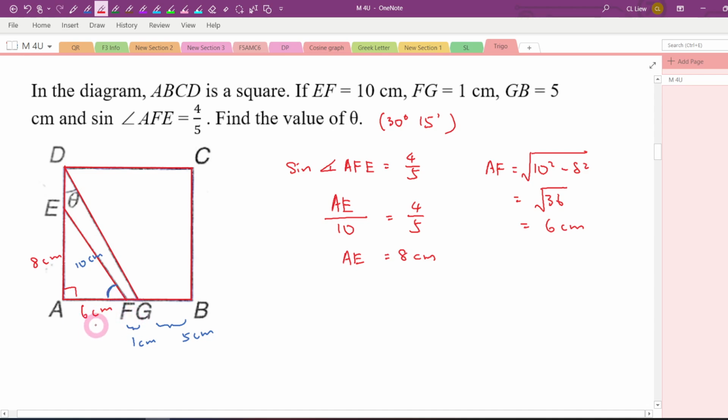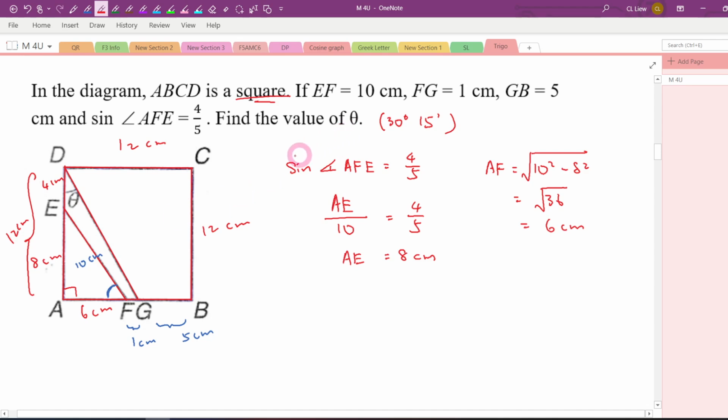Can you now figure out how to continue solving it? Now this is 6, this is 1, this is 5. So it means that the side length is equal to 6 plus 1, which is 7, plus 5, which is equal to 12. Since the question tells you this is a square, all side lengths are 12 centimeters. Here also 12 centimeter. And this is 8. It means here will be 4, right? Okay, now we have more and more information.